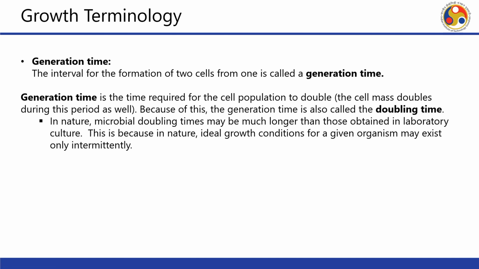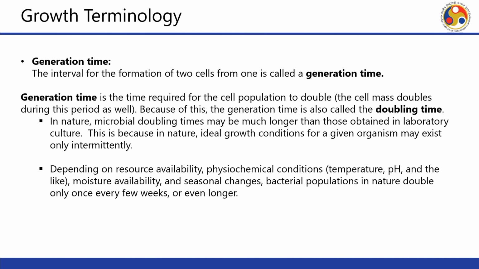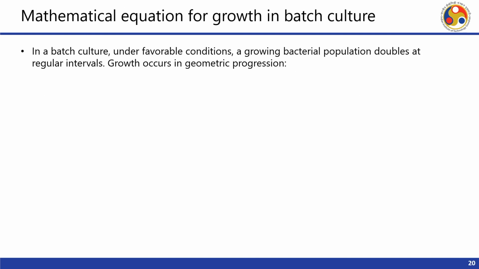In nature, however, microbial doubling times may be much longer than those obtained in laboratory cultures under ideal conditions. This is because in nature, ideal growth conditions for a given organism may exist only intermittently. Depending on resource availability, physicochemical conditions like temperature, pH and moisture availability, and seasonal changes, bacterial populations in nature double only once every few weeks, or it may even take longer.